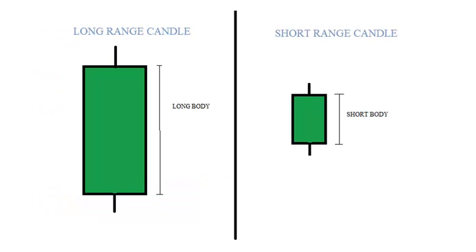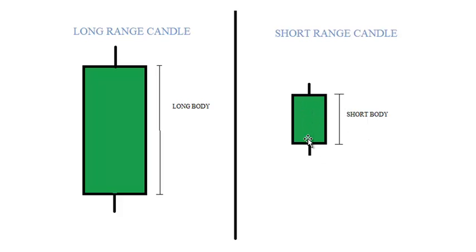So on the left hand side is an example of a long range candle, and on the right hand side is an example of a short range candle. A long range candle is the one where the body is really large, and a short range candle is where the body is tiny.